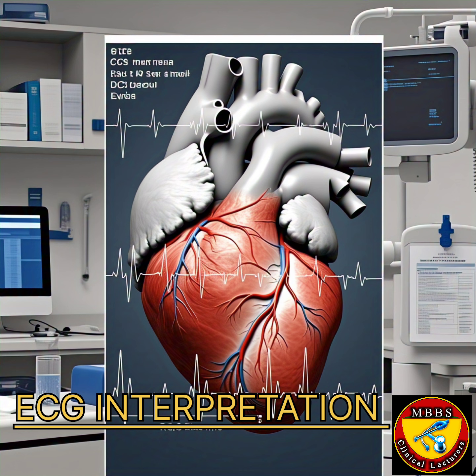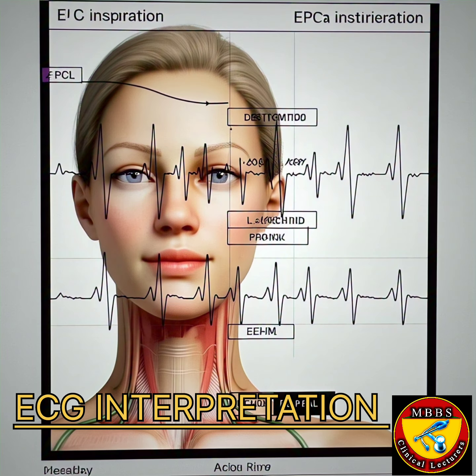Step 3. Measure the intervals. Measure the PR interval, from the beginning of the P wave to the beginning of the QRS complex. Measure the QRS duration, from the beginning to the end of the QRS complex. Measure the QT interval, from the beginning of the QRS complex to the end of the T wave.